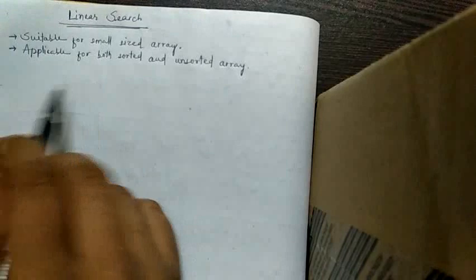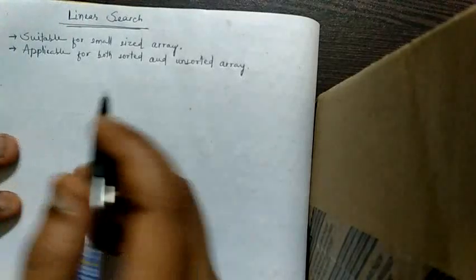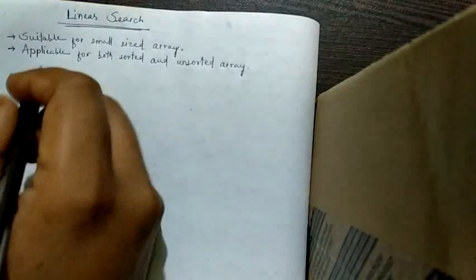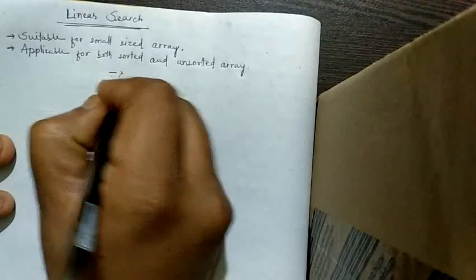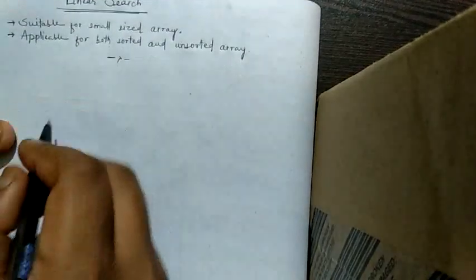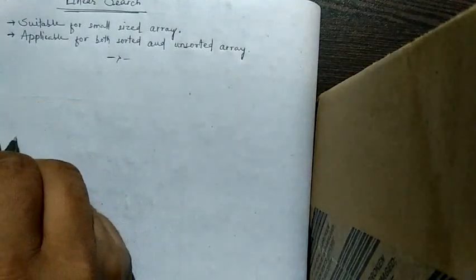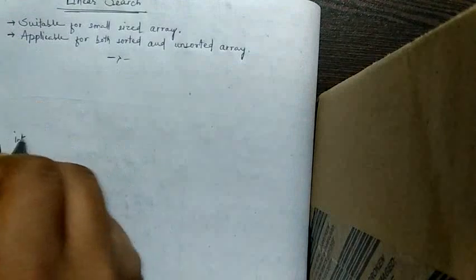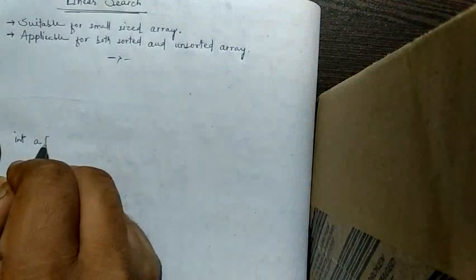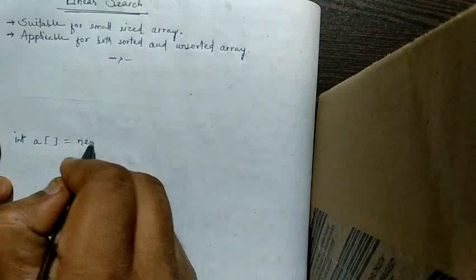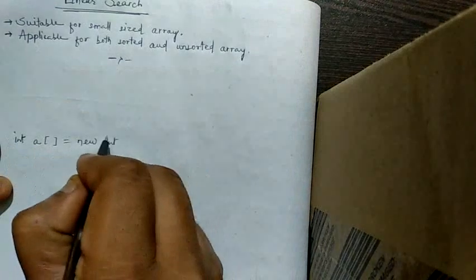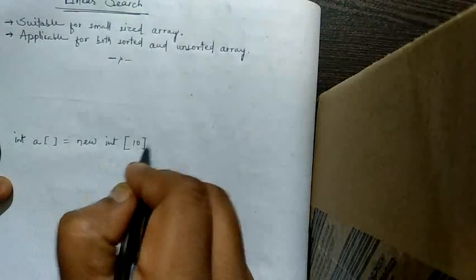Let us see one example in which we will see how the linear search works. I will not write the entire program. First I will declare one array. Let it be of integer type, int a. Let the size be 10.